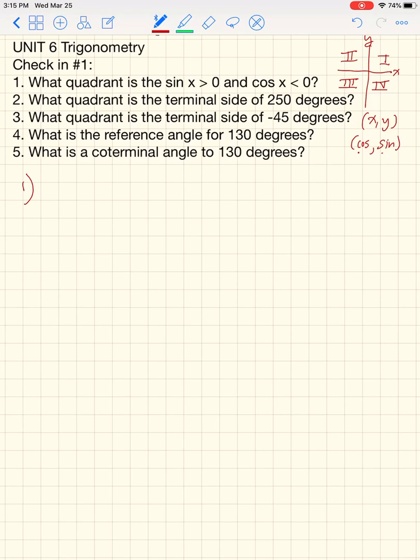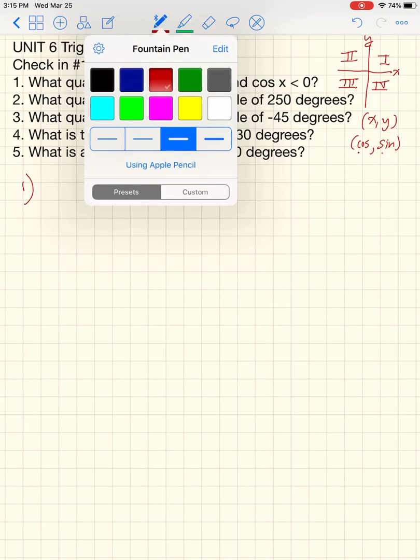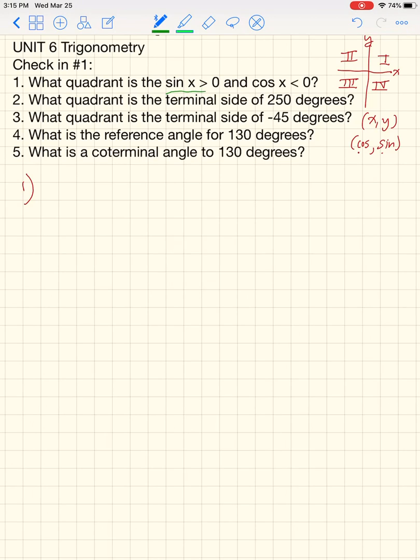All right, so it's question number 1. It says, when is the sine of the angle greater than 0? So sine is y, and that would be greater than 0 when you go up. So you have 2 quadrants that's happening. Then it says, when is the cosine of an angle less than 0? Now cosine is x, so cosine is less than 0 when you go left. So that's these 2 quadrants. So now you can see which quadrant both the sine of an angle is positive and the cosine of an angle is negative.